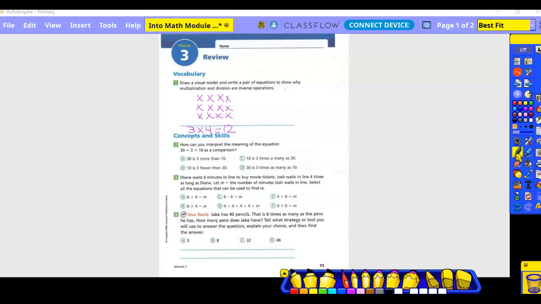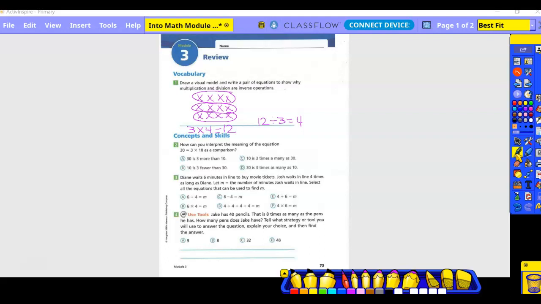Now, if I wanted to figure this out, I could also circle these, correct? And they give me different groups. So I could also write 12 divided by how many groups do I have? 3 groups equals 4. So do those two equations match each other? Yes, they're just inverse operations.